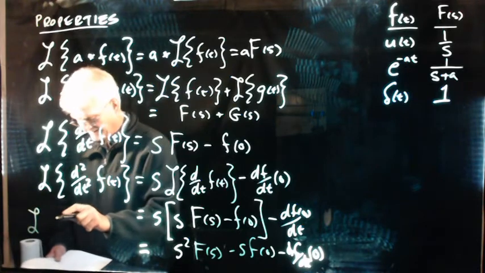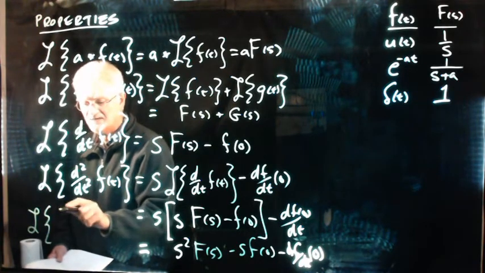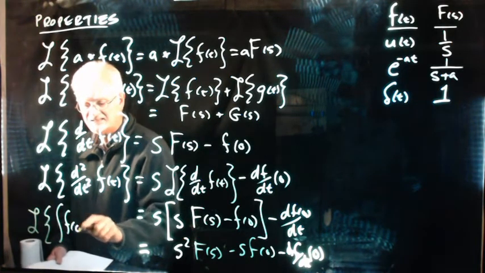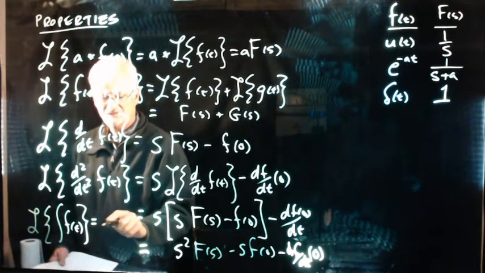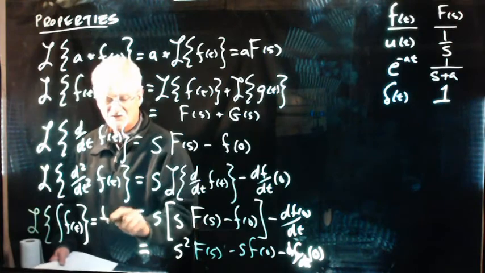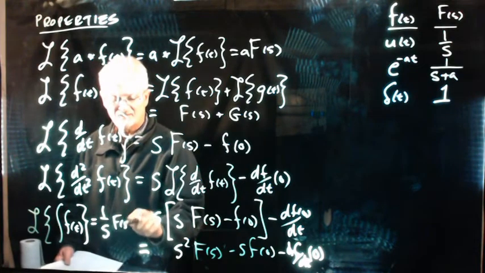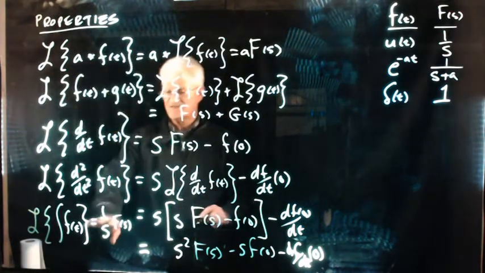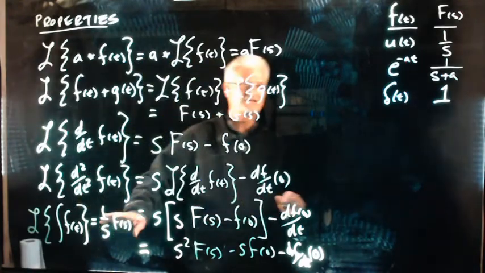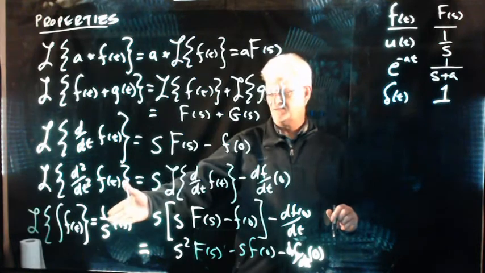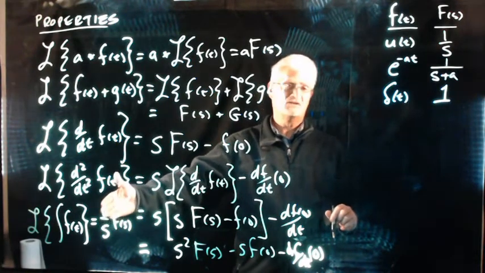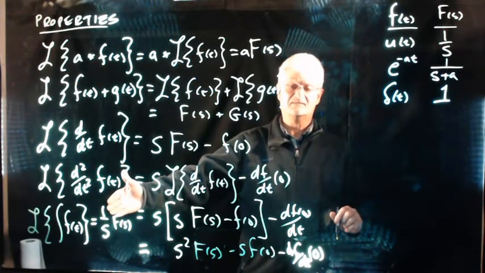If we're going to do the Laplace transform of the integral of f of t, that's just 1 over s times F of s. And so this is one that we want to do, because this is where we find out in MATLAB in the simulate diagram why we get to use 1 over s as the integrator.